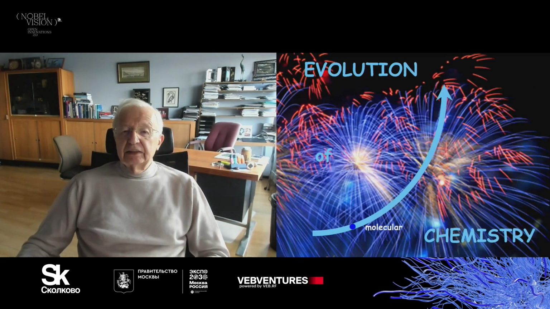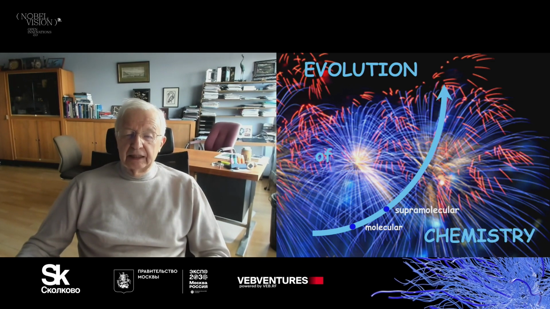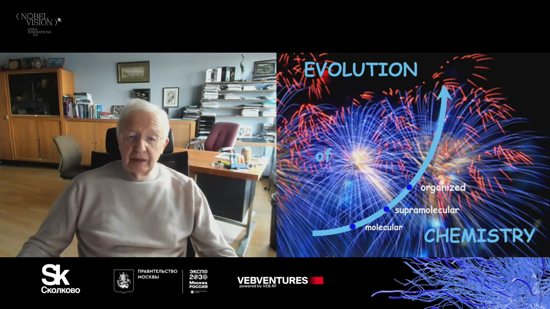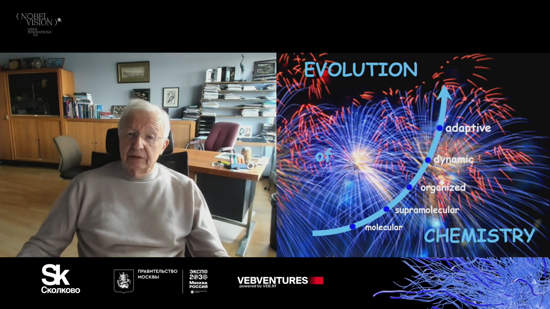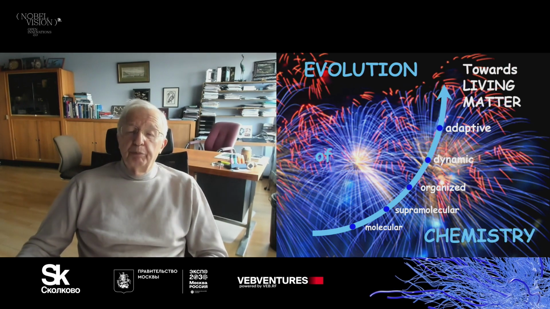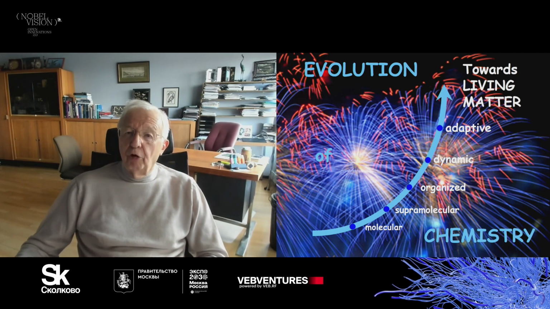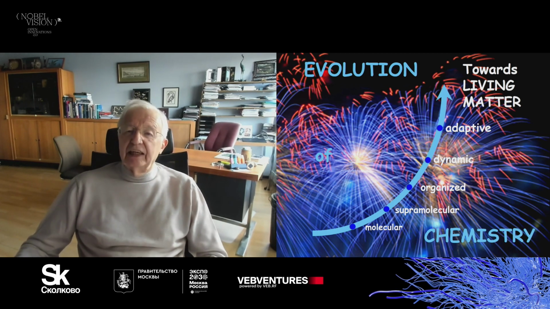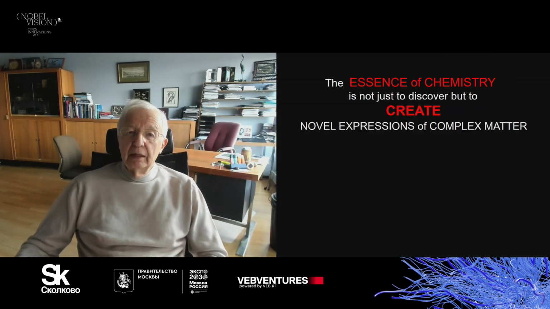So chemistry has started with being molecular, then it became supramolecular by molecules binding together. Then it became organized, dynamic, adaptive, and of course, these are progressive steps towards more and more complex forms of matter, towards living matter, towards thinking matter, ultimately on our planet at least.